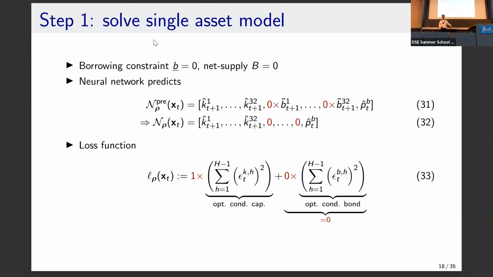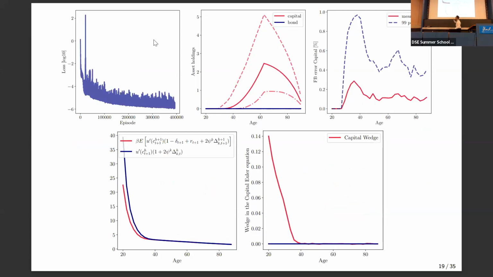This is a capital only model nested in the capital and bond model. We solve this. This takes 3 minutes on a T4 GPU for this particular model, and the way I coded it. Could it be improved? Probably yes.